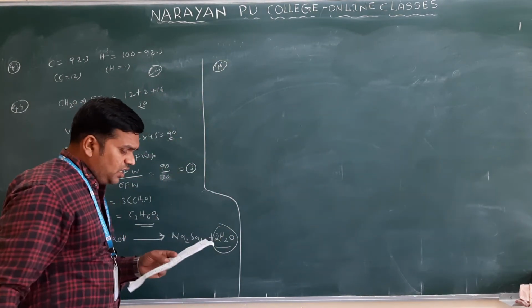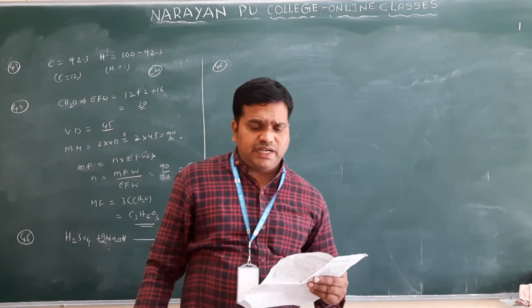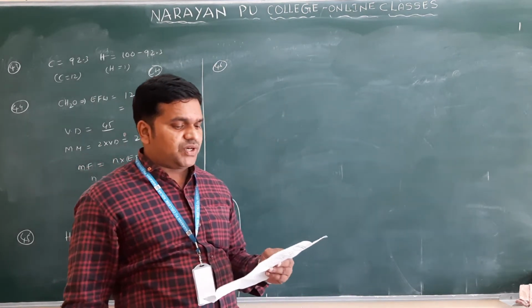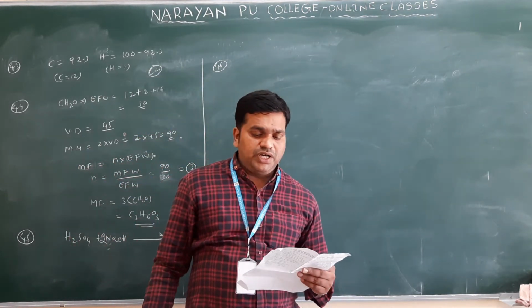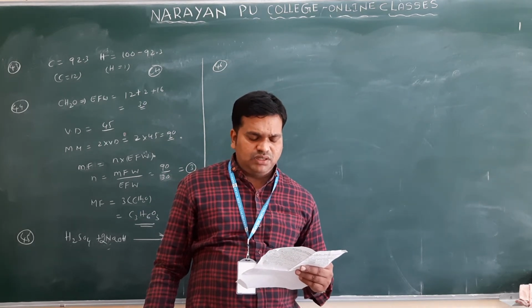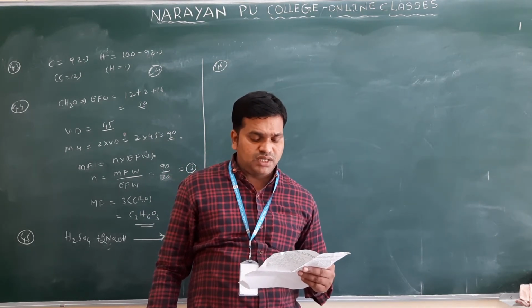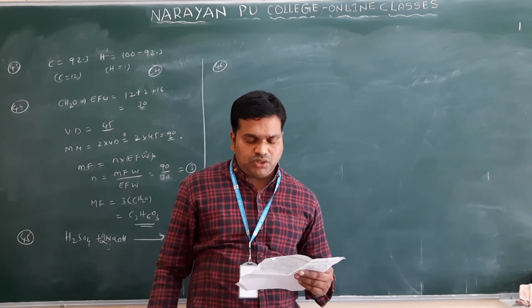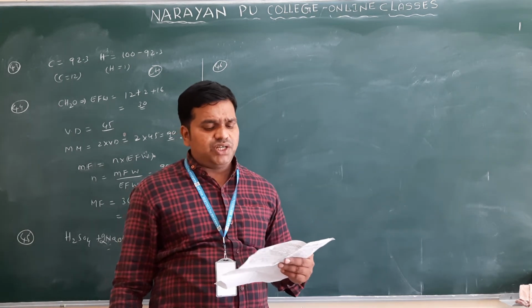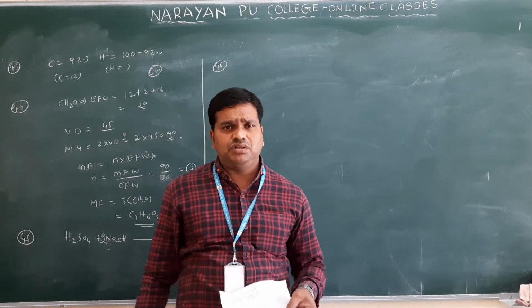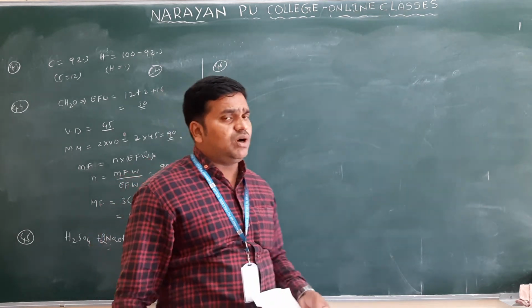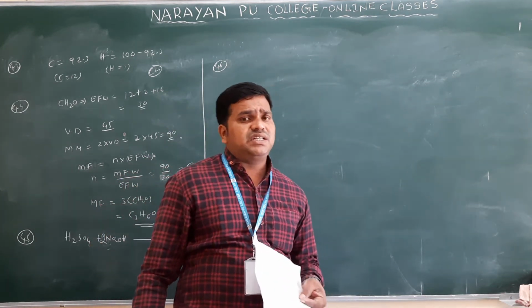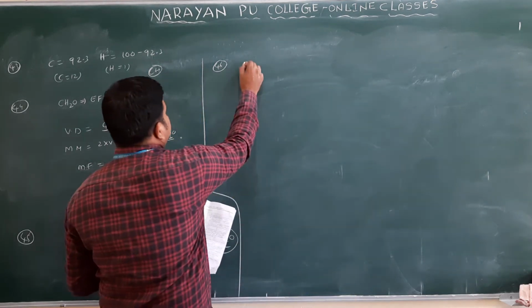Now question number 46. The hemoglobin from red blood corpuscles of most mammals contains approximately 0.33% of iron by weight. The molecular weight of the hemoglobin is 67,200. What is the number of iron atoms in each molecule of hemoglobin, given the atomic weight of iron is 56? This question is already discussed. It relates to the percentage of an element, so you will write here percentage of element.